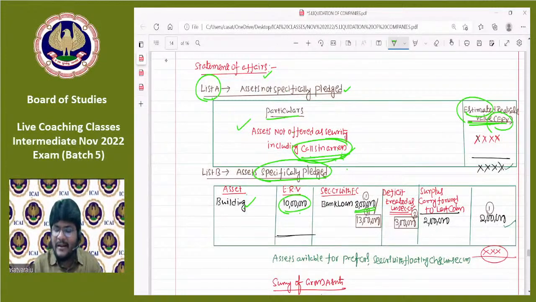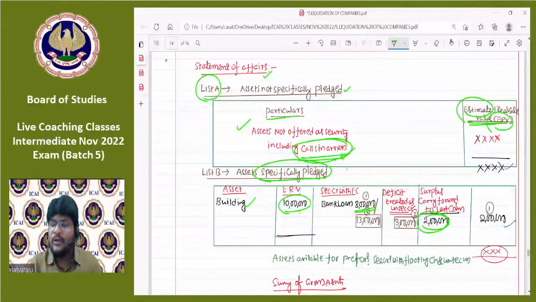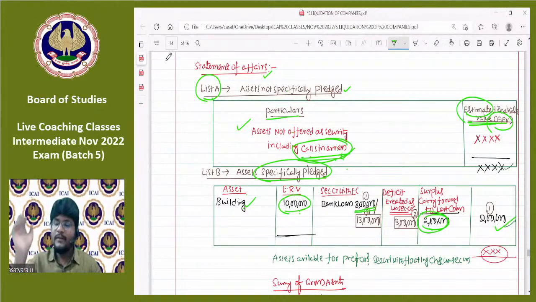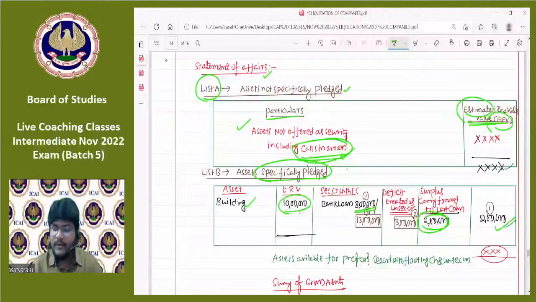Sir, I realized 10 lakhs, but the loan was 8 lakhs. Still 2 lakh surplus is there, right? Such surplus cash of 2 lakhs, you can carry forward to the last column. Now, let us assume the secured creditor against the building was 13 lakhs. Now the realization of the building is not sufficient to cover the bank loan. Still 3 lakh is the deficit.